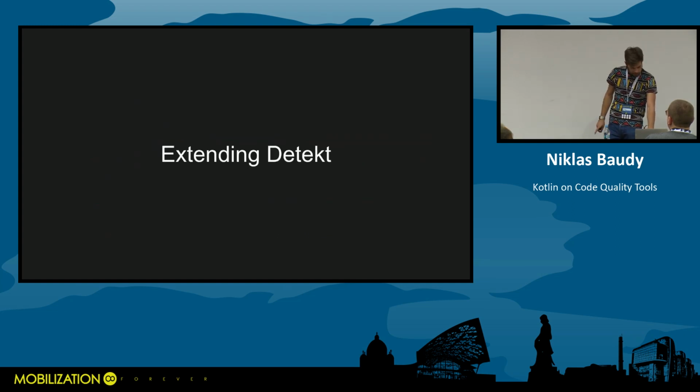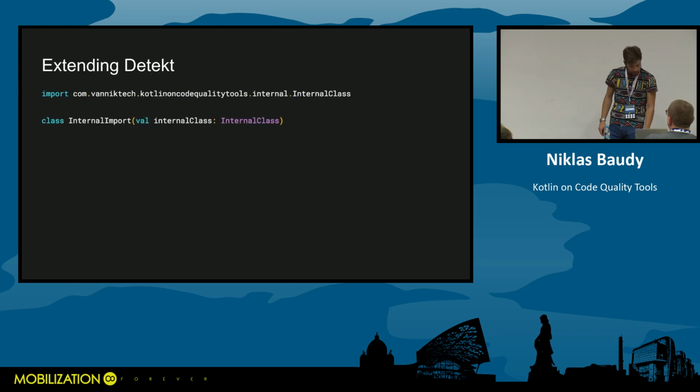Now comes the interesting part: extending Detekt, because writing your own rules in Detekt is super easy. So let's say we want to detect internal imports, because usually you don't want to use classes that are from an internal package, because they're subject to change, and if you bump the dependency, something might break. So this is our file that we're going to validate against.